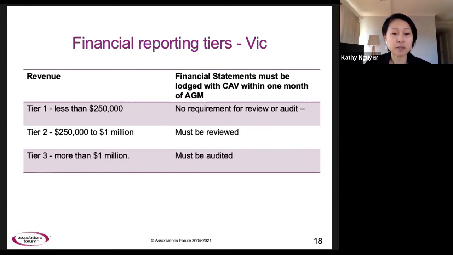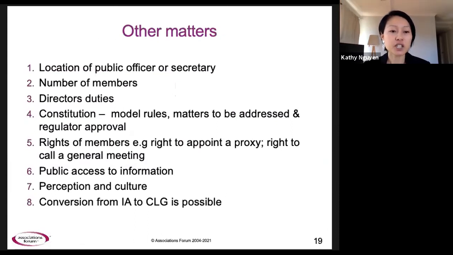Okay. Now, some other matters for consideration. The location of what's called the public officer or the secretary. Some of the state and territory acts require that the association have a public officer. For example, in New South Wales and ACT, you have to have a public officer, and that public officer has to reside in that state. So if it's in New South Wales, your public officer has to be a New South Wales resident, and so on for the ACT. Now, companies limited by guarantee, you have to have a company secretary, but they can live anywhere. And the Victorian Act also requires a secretary, but they've removed the requirement for the secretary to be a Victorian resident, which is helpful for those associations that want to set up as an incorporated association.